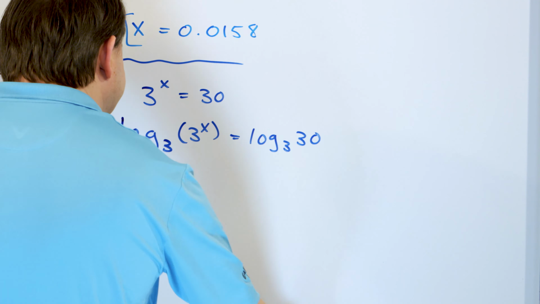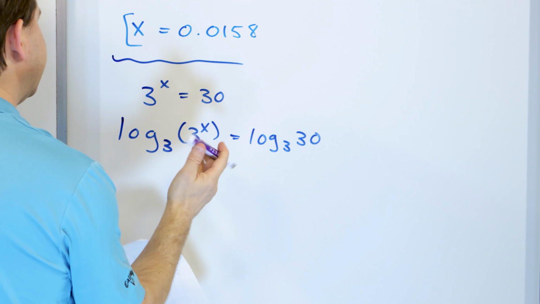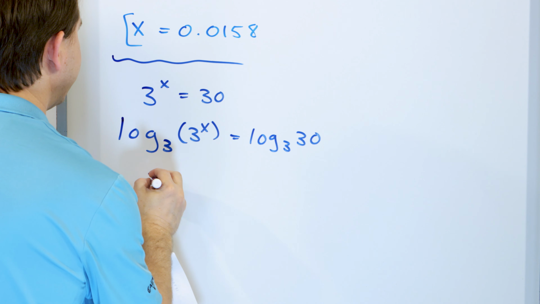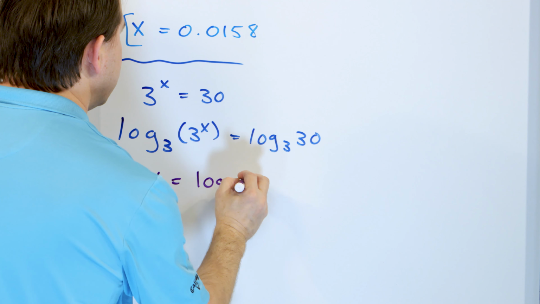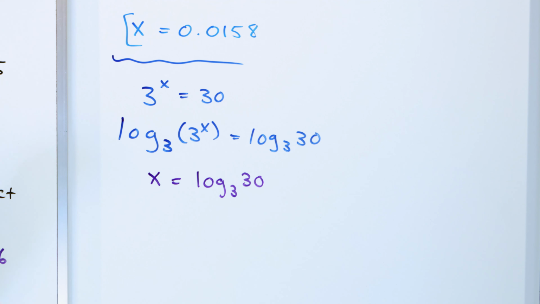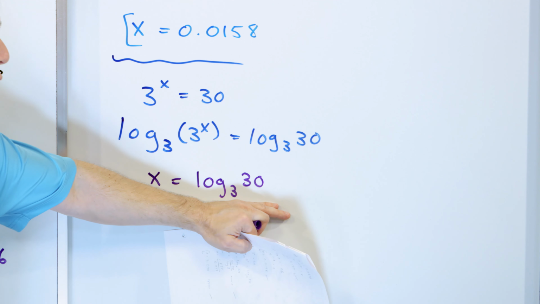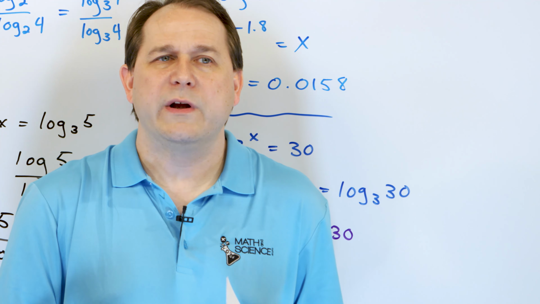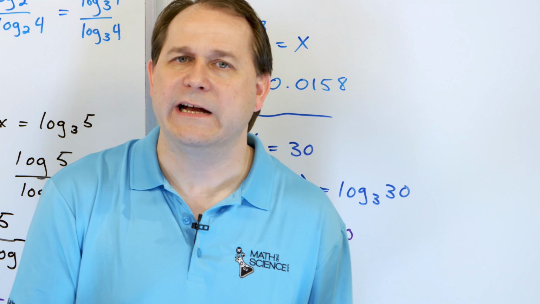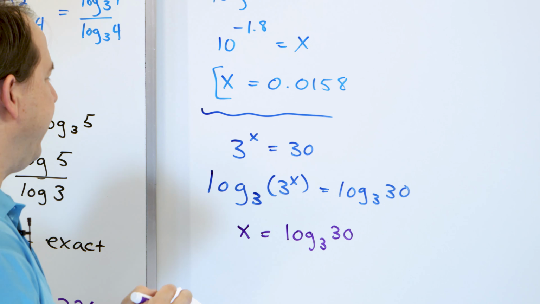So when you actually do that, the logarithm and the exponential cancel, just leaving you with the variable x equals log base 3 of 30. Now, up until now, you would just circle this as your answer, log base 3 of 30. That's totally fine. However, what if you want a decimal? How would you calculate it in a calculator? We're going to use the change of base formula.